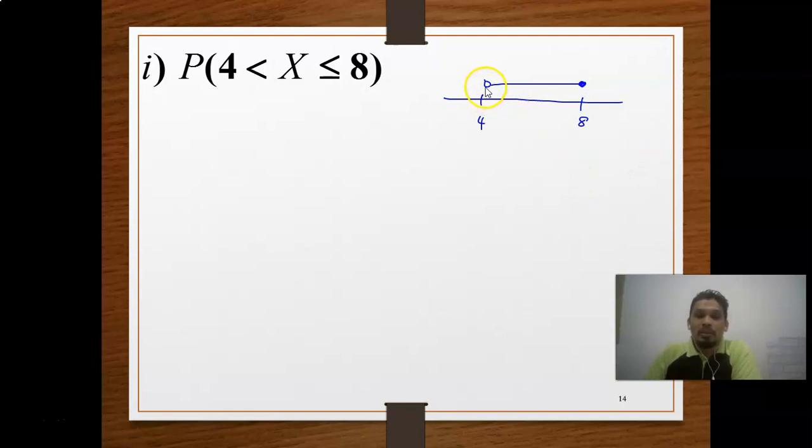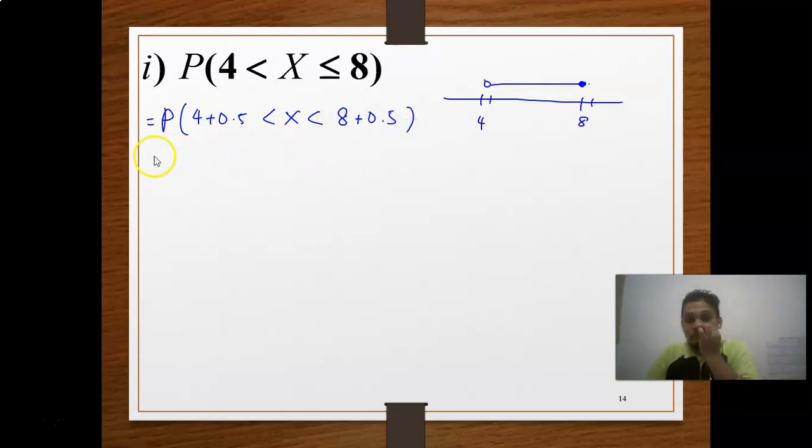x does not include 4, it's just x greater than 4. So we add 0.5 here. And this one is included with 8, so we add 0.5 here. So it is 4 plus 0.5 and 8 plus 0.5, equal to x between 5.5 and 8.5.